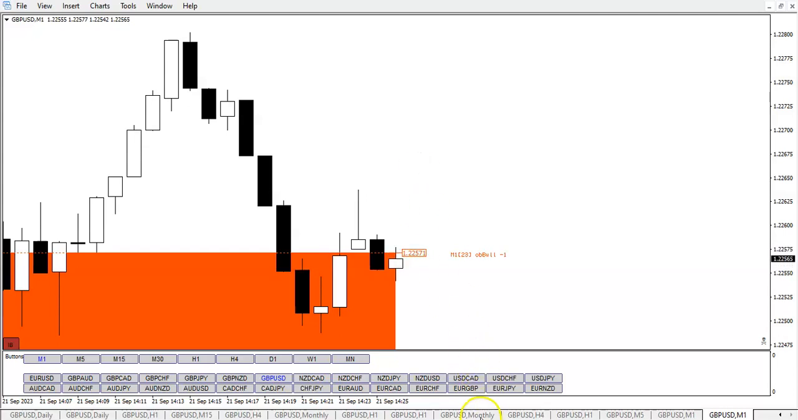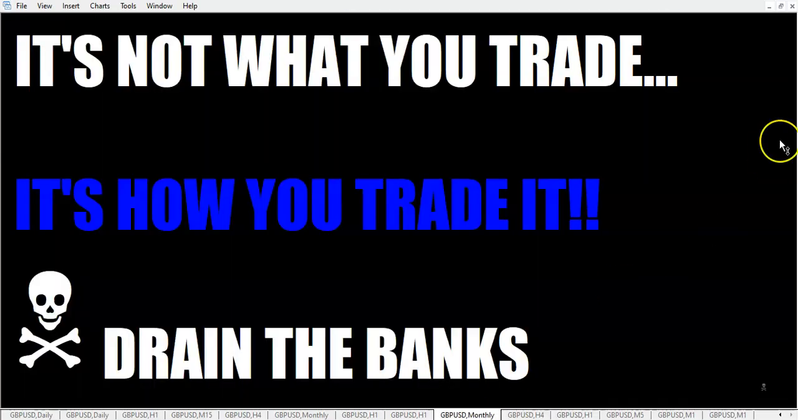So, fellow traders, the fastest 15 minutes in trading is just about up. So, order blocks, that's a story that you tell yourself. But remember, you should have your stop losses in place and also take profit when the market gives you the opportunity, because it's not what you trade, it's how you trade it.